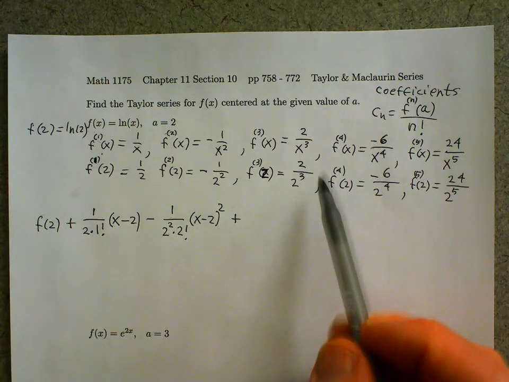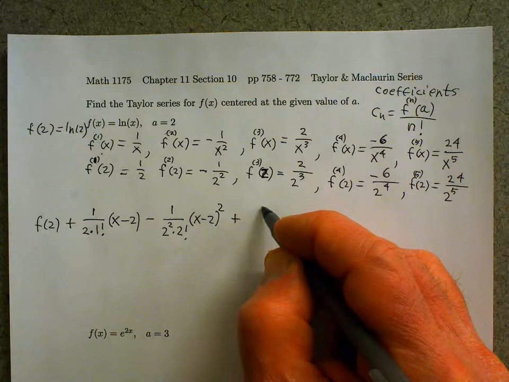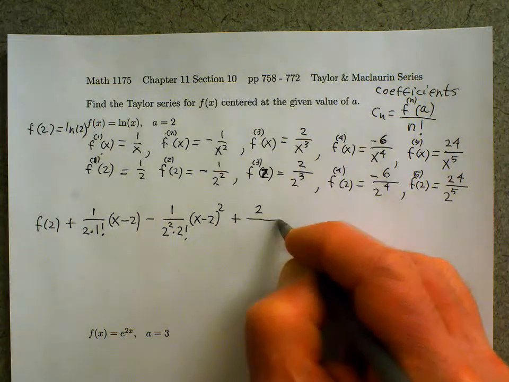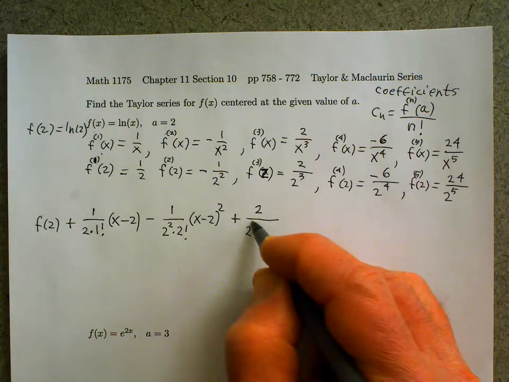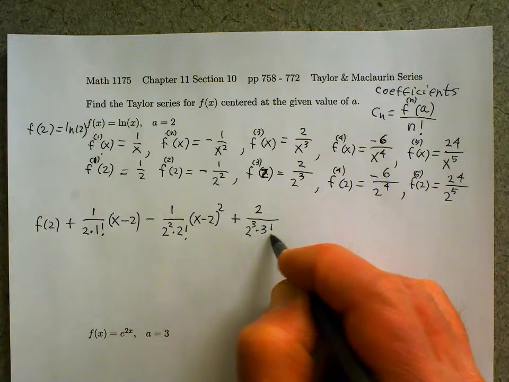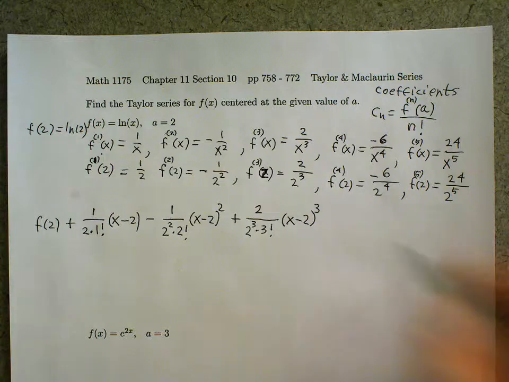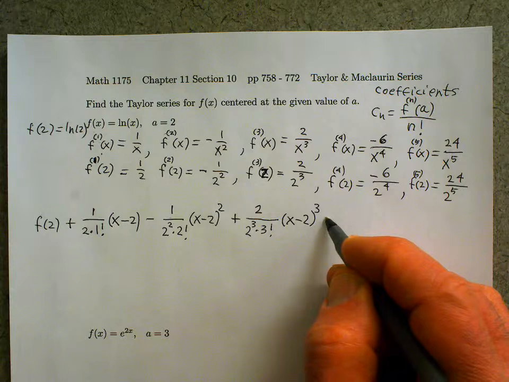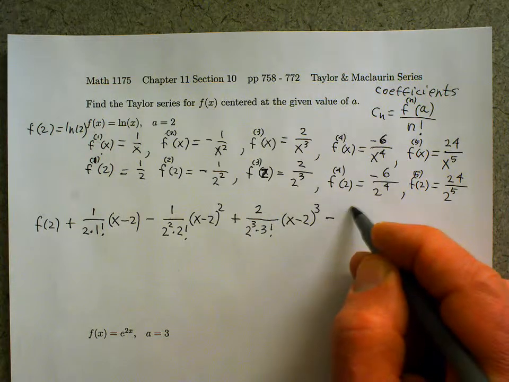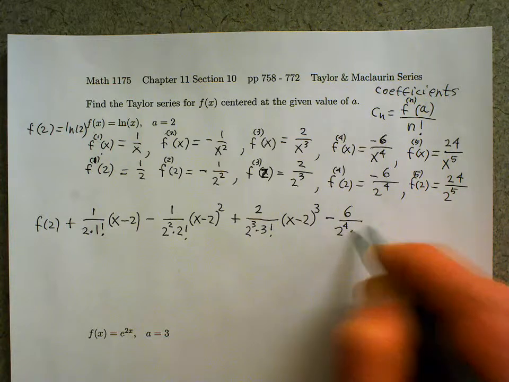Then the next term, so let's write this as 2 over 2 to the third, and then 3 factorial times x minus 2 to the third. Okay, a couple more if we can squeeze them in. The next term is negative, so negative 6 over 2 to the fourth times 4 factorial.